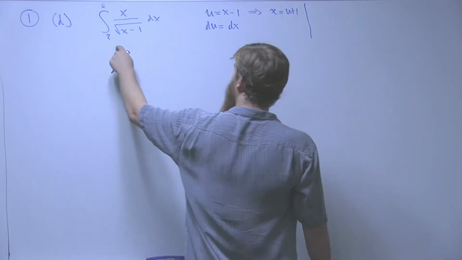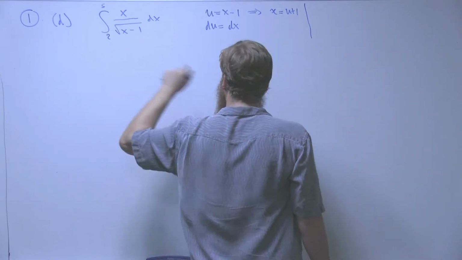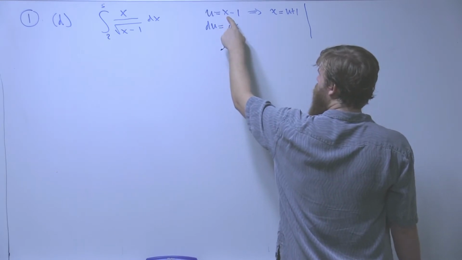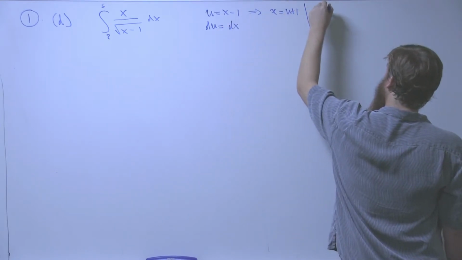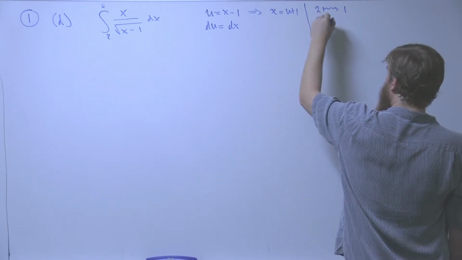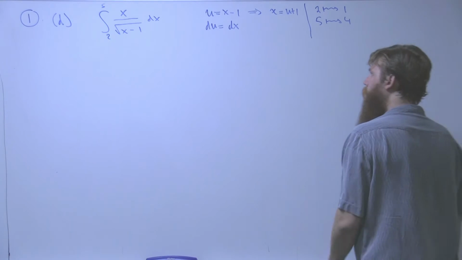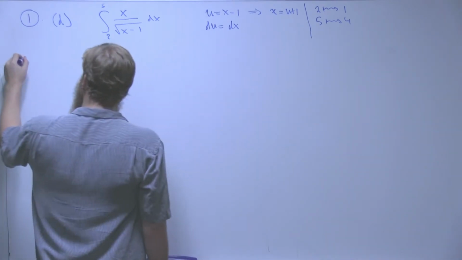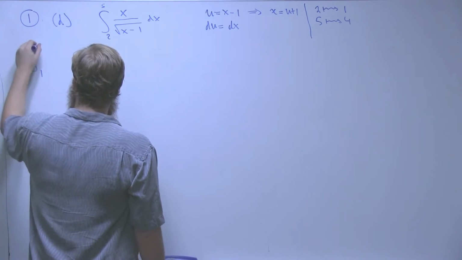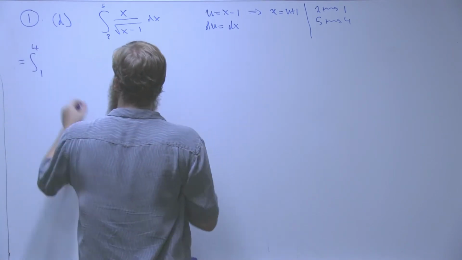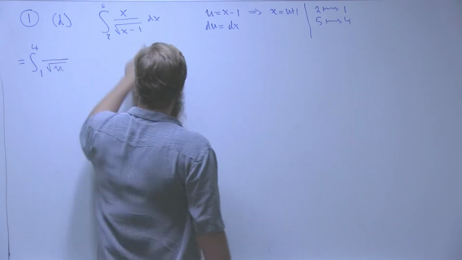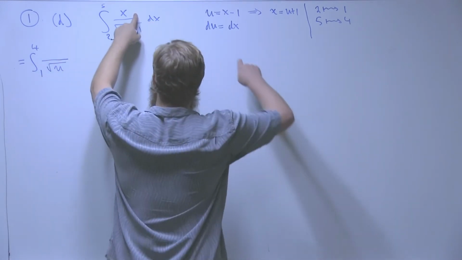Because this is a definite integral, and we're making a substitution, we're going to change our limits. When x is equal to 2, u is equal to 2 minus 1. So the old lower limit, 2, goes to 1, and the upper limit, 5, goes to 4. So this integral, under that substitution, becomes the integral from 1 to 4. Downstairs, I just have the square root of u. Upstairs, I have x.